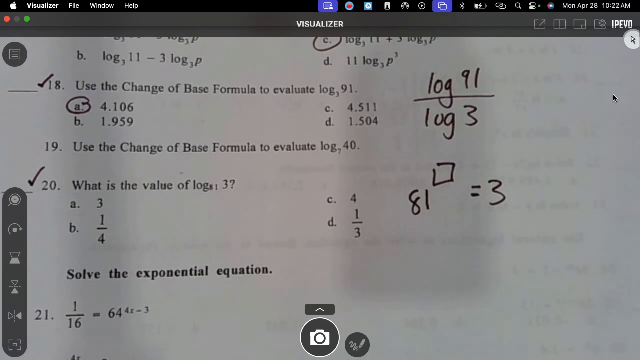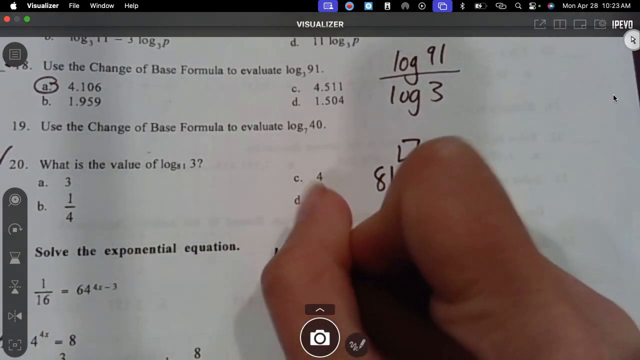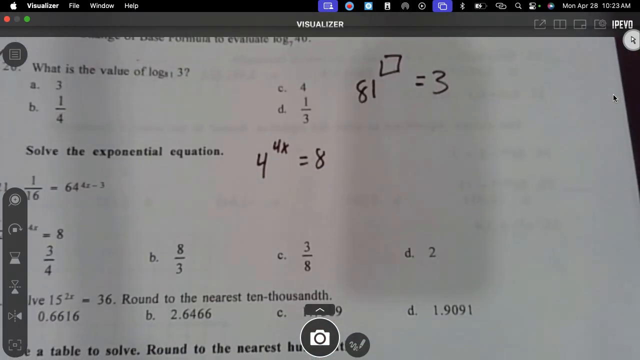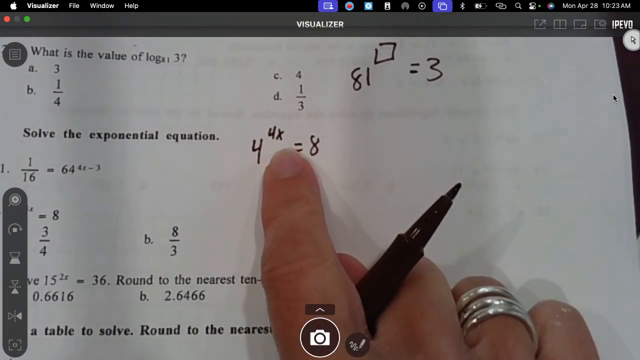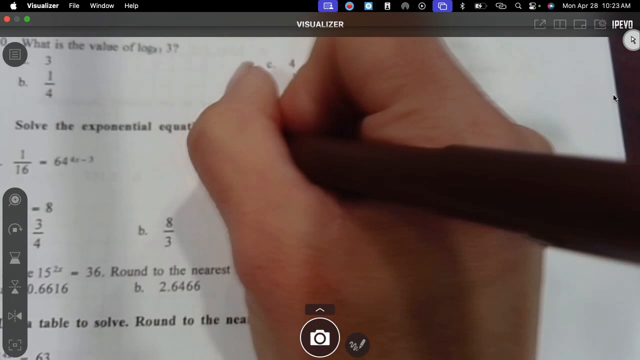I believe the next one is 22. It is. 22 is on there. So I've got 4 to the 4x equals 8. Okay, you're solving for x. When it's in the exponent, what do you do so you can bring that out of the exponent? You have to put what word? Log. You're going to put log out front. When the x is in the exponent, it has the word log. So I'll put log in front of both of them.